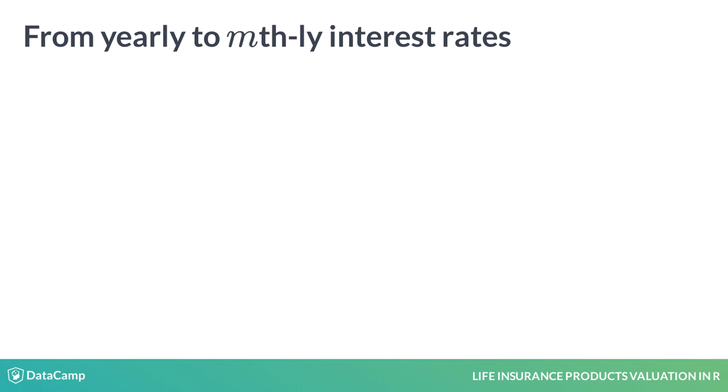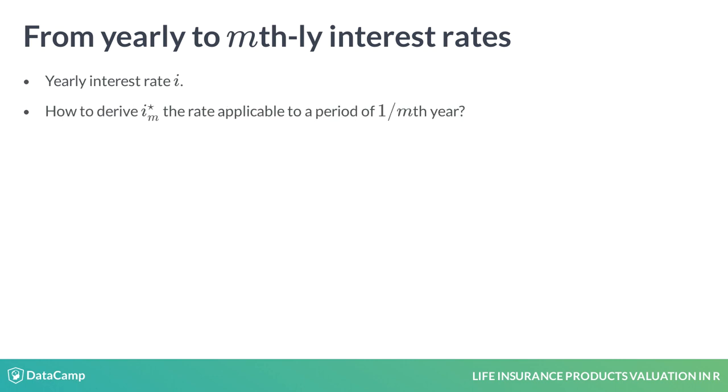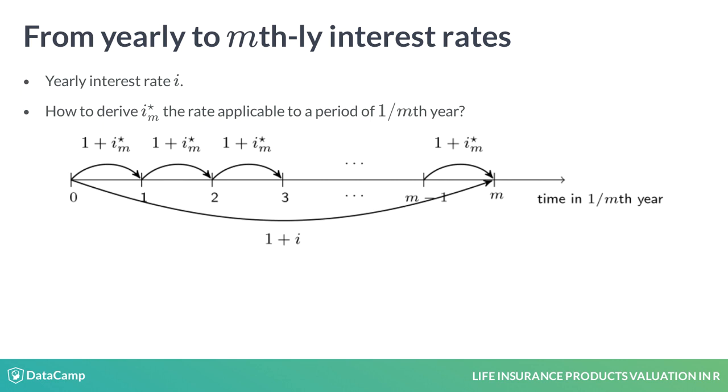Assume a yearly interest rate I. Which rate is then applicable to the mth part of a year? I star m denotes the rate applicable to such a period. Obviously, you can now calculate in two ways how much €1 at time 0 is worth at time 1. With a yearly rate, €1 grows to 1 plus I euro, but at the same time this should be equal to (1 plus I star m) to the power m. This equality allows you, for instance, to go from a yearly to a monthly rate.